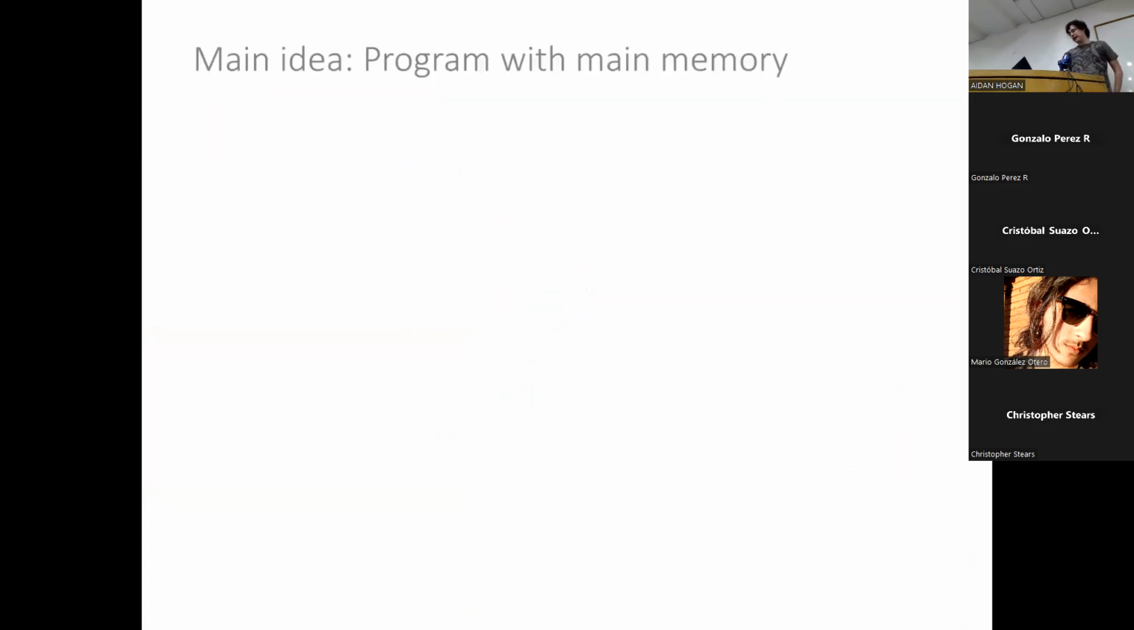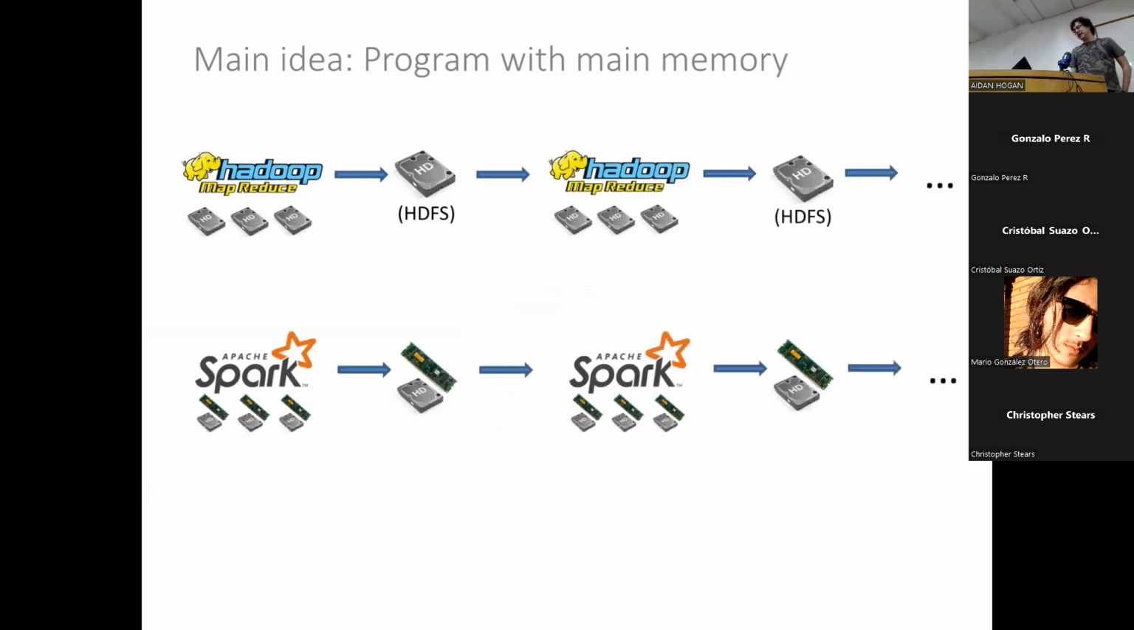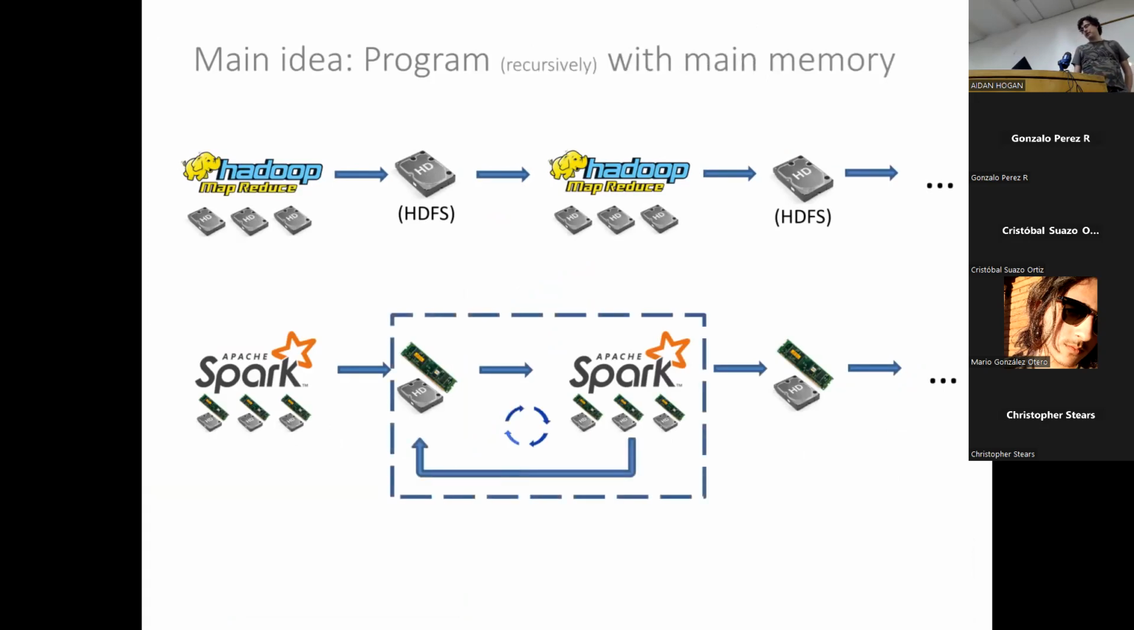So Apache Spark, the idea is to program with main memory. So rather than having these coordinations every time using the disk, the idea in Spark is that we can use either the disk or the memory. This is quite useful to allow us to program recursively with main memory. It means that we can access the same data over and over again because it's already loaded into memory. It will be more efficient.